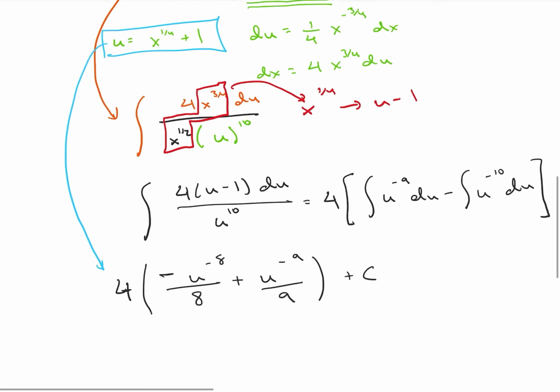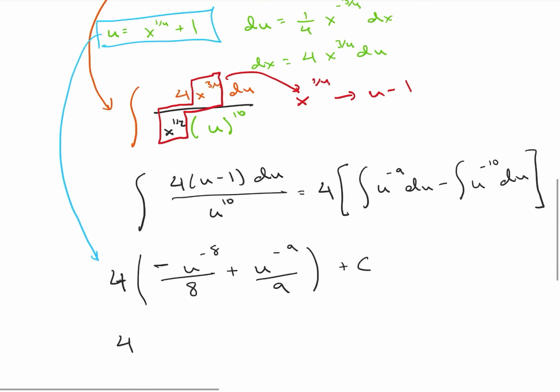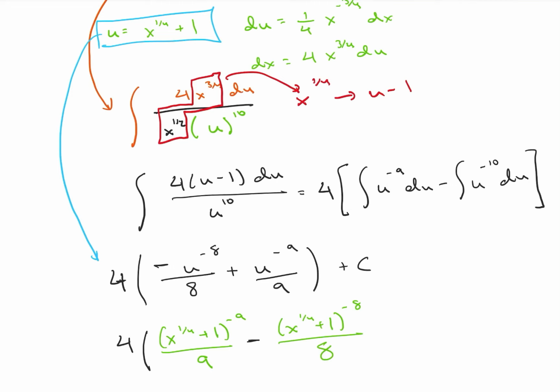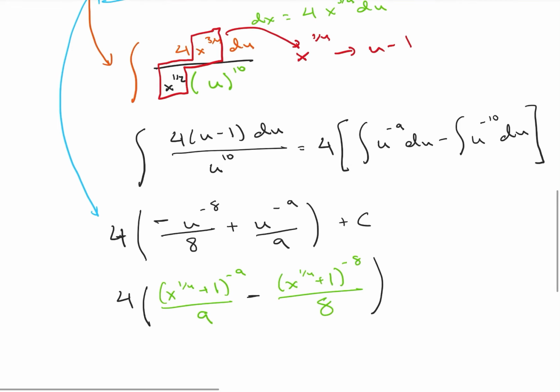When we plug that back in, we're going to get 4 times u to the negative 9th over 9, so (x to the 1/4 plus 1) to the negative 9 over 9. And that's going to be minus u to the negative 8th, so (x to the 1/4 plus 1) to the negative 8th over 8. And once we add in our integrating constant, this is going to be our final solution.